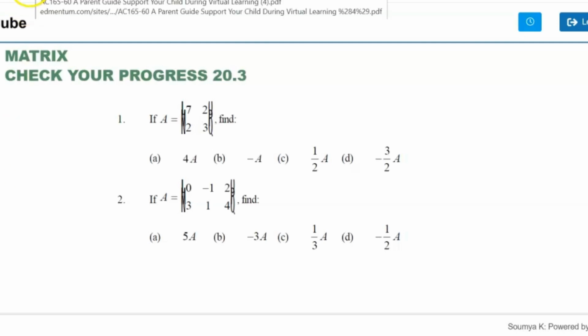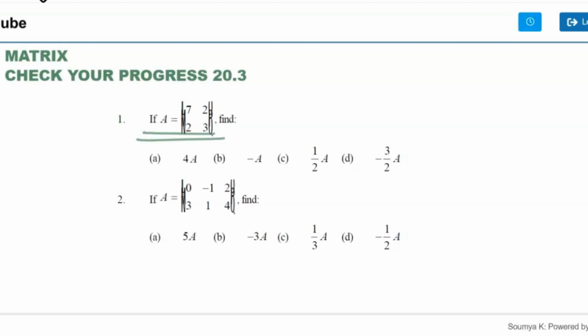So first question asks for, if a matrix is given to you, what is 4A? That means this 4 is a scalar that is getting multiplied to your matrix. So how to do this kind of scalar multiplication we have seen in our previous video. There, individually you have to write this scalar, that is 4, and multiply it with each of the elements.